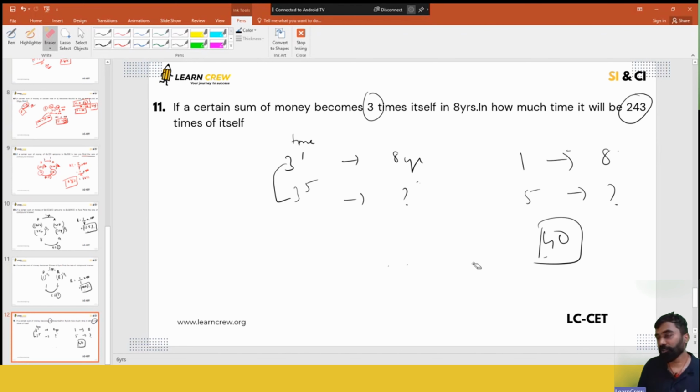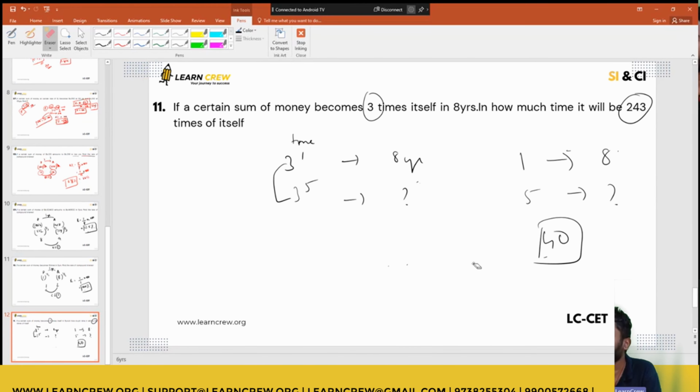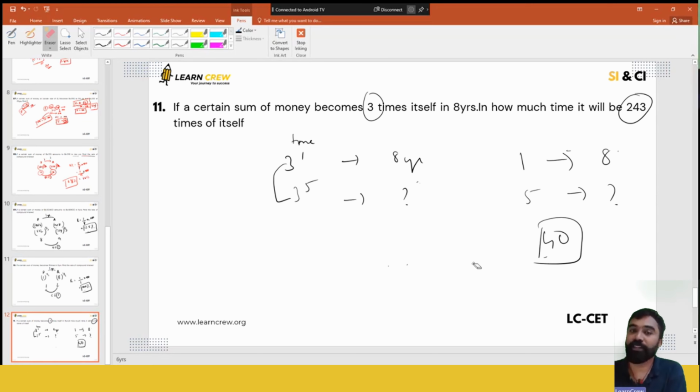Okay, this is all about your simple interest and compound interest, the most common types of problems which you might come across. If you are thorough with what is compound interest and what is simple interest, any type of problem can be tackled. Just remember how it is happening.